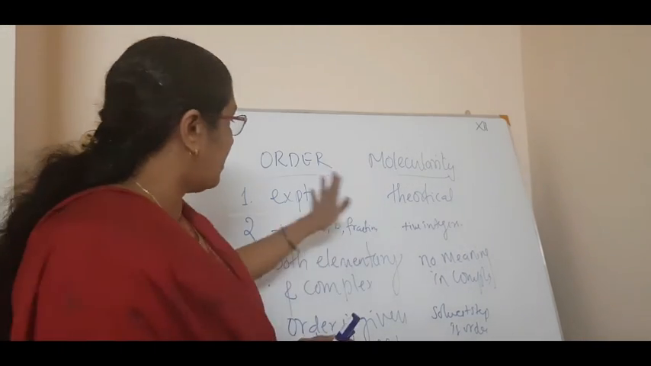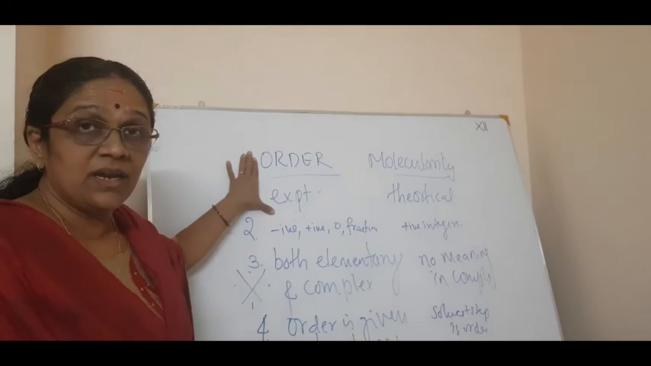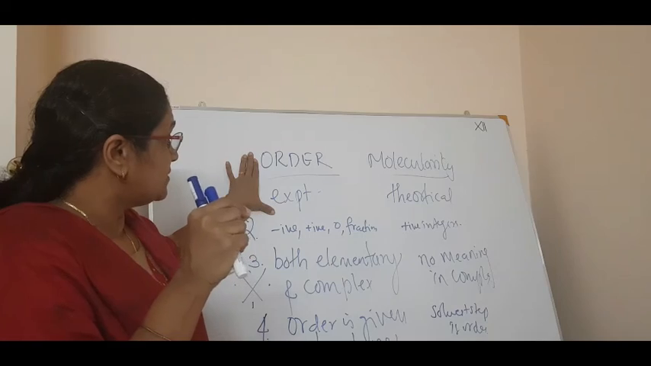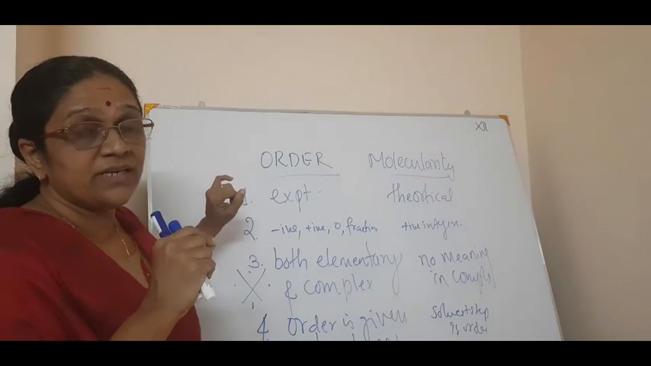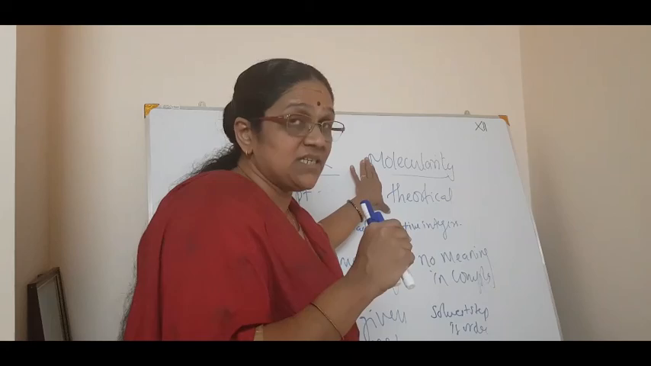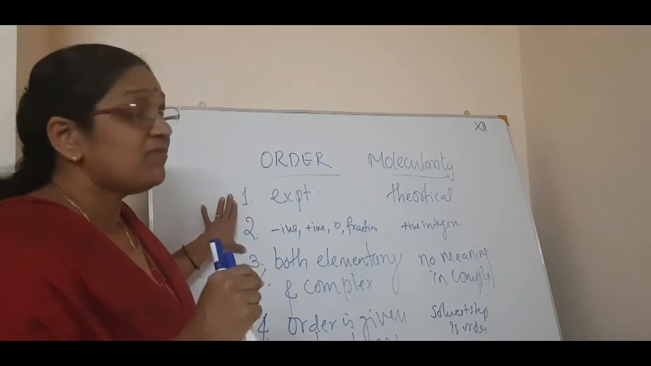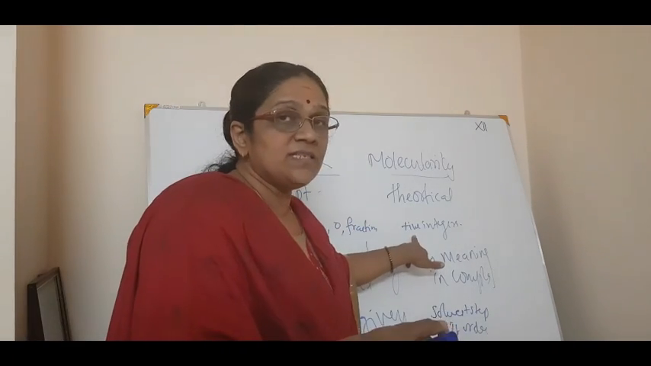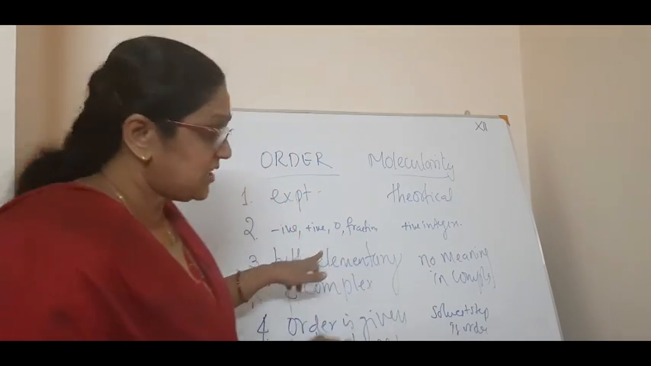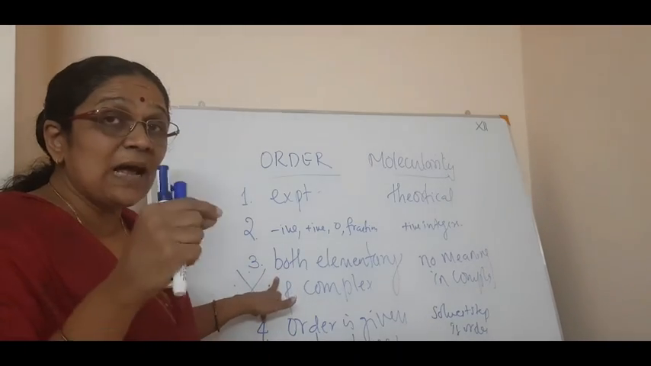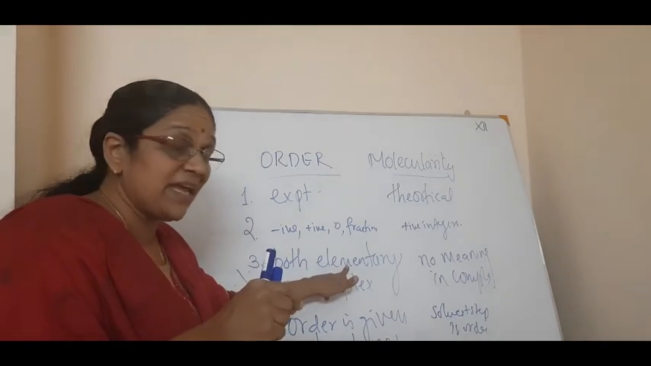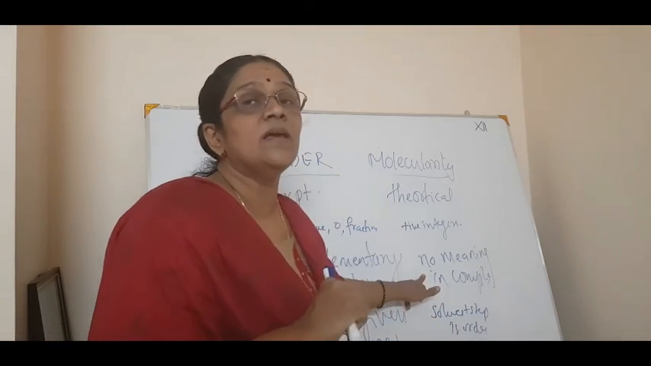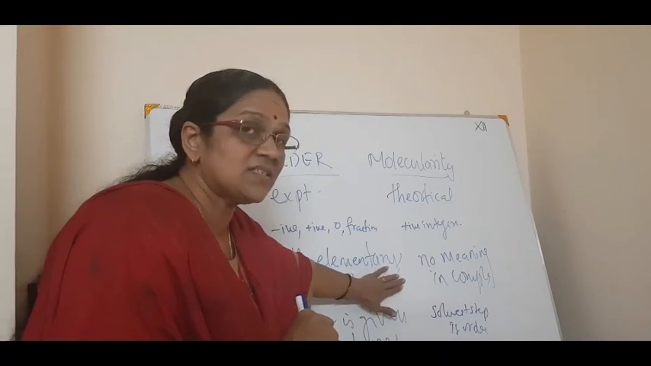Okay, once again I will sum up. Order is an experimental quantity. It is only by experiment that you can determine the order of a reaction. Whereas molecularity is a theoretical value. Second, order can have positive, negative, zero or even fractional values. Whereas molecularity should always be a positive integer. And third, order is applicable both to elementary single step reactions as well as complex reactions, whereas molecularity has no meaning in a complex reaction. This was asked in last year's question paper.